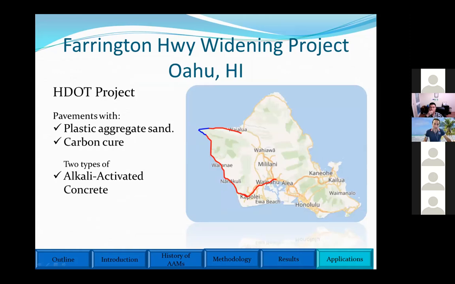So as you remember, the first implementation of geopolymer concrete was in downtown Hilo in 2014. We sent a proposal to HDOT, Hawaii Department of Transportation, and they're going to implement the alkali activated material we generated here at UH Manoa, and use it for the Farrington Highway widening project here in Oahu. Hopefully soon, maybe next month. And then you can check it out when it's completed.